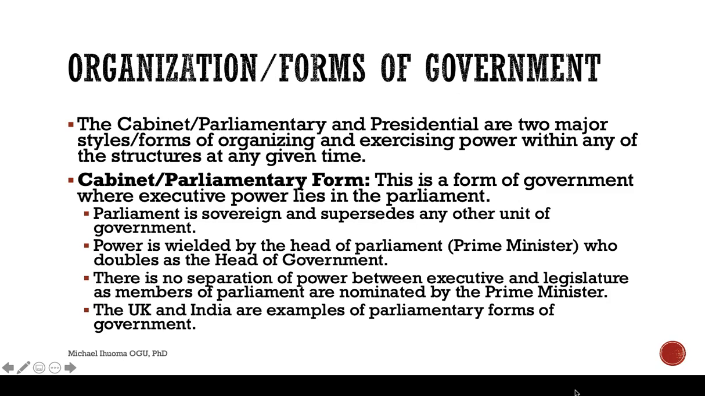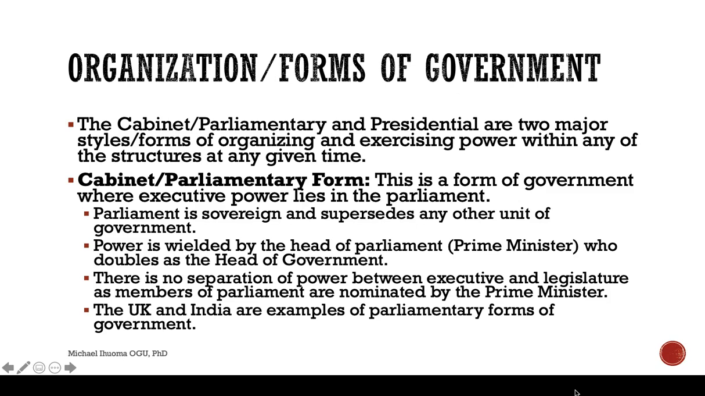All right. So some of the features of this form is that the parliament is sovereign, and of course the parliament supersedes all other units of government. The parliament also exercises the power of the head, or power in the parliament is exercised by the head of the parliament, who is the prime minister. So the prime minister basically is described as the head of government because he or she is the one in charge of the day-to-day running of the state. So the prime minister is regarded as the head of government because power resides in the prime minister, who is also the head of the parliament.